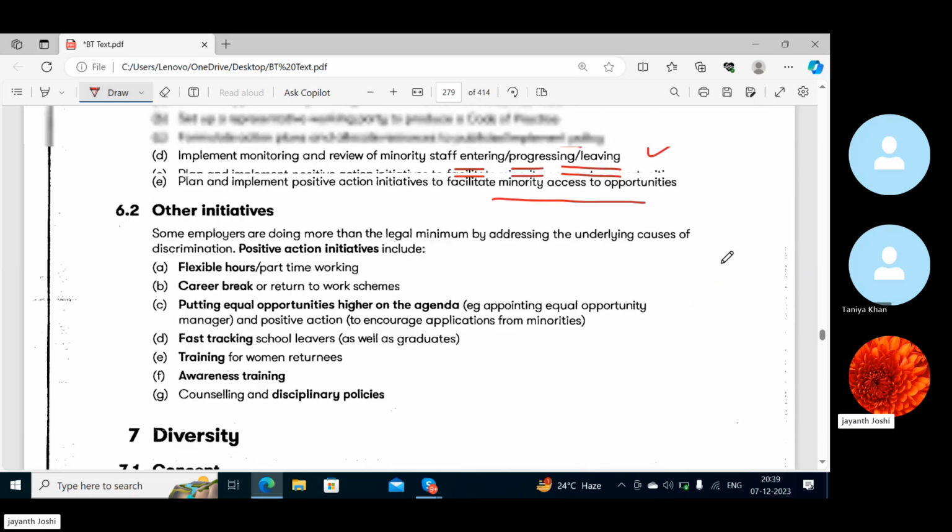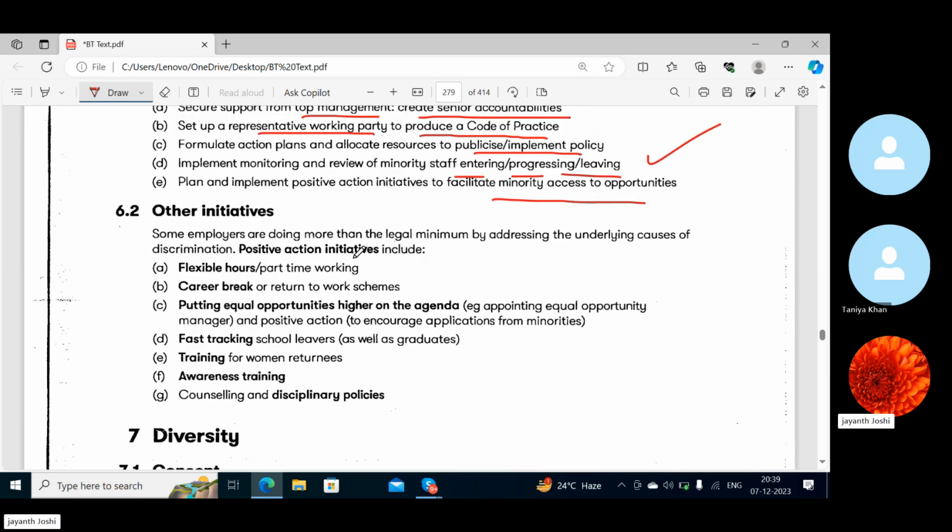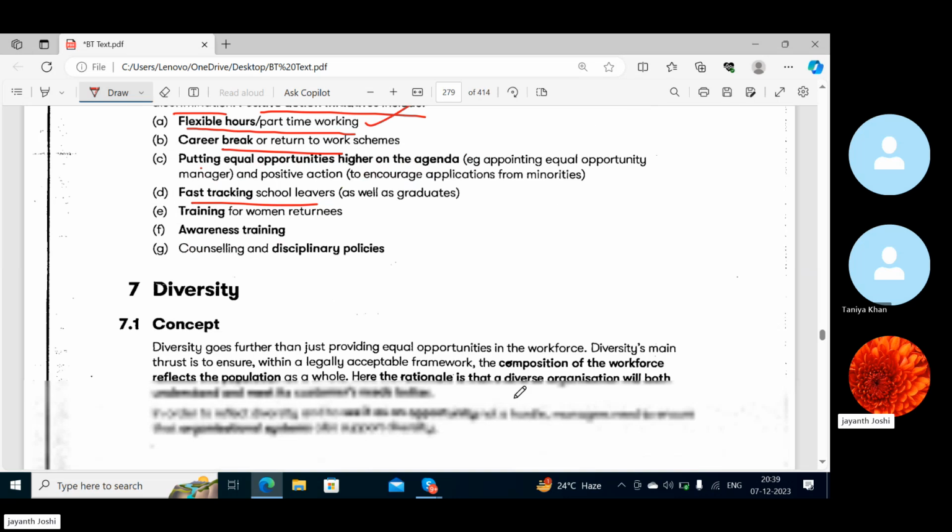Other initiatives what they can do: some employers are doing more than legal minimum by addressing the underlying causes of discrimination. Positive action initiatives include flexible hours, part-time working, career break or return to work schemes, putting equal opportunities higher on agenda, fast tracking school leavers, training for women returnees, awareness training, counseling and disciplinary policies.